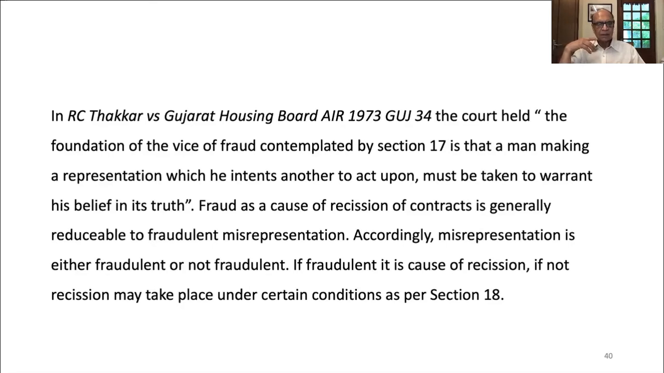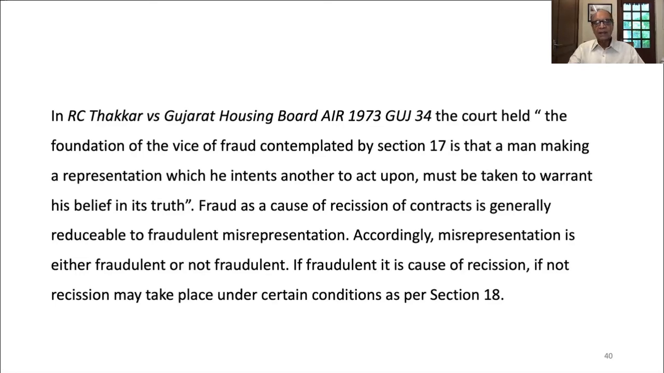Just examine this, what Gujarat High Court is saying. It says, the vice of fraud contemplated by Section 17. What is it? Man making a representation which he intends another to act upon. When a representation is made to somebody, the purpose is, or the intention is, that he should act upon that representation. And it must be taken to warrant his belief in its truth. Why would he act upon it? Because he will believe this to be true. Now, this is fraud. Fraud as a cause of rescission of contracts is generally reducible to fraudulent misrepresentation.